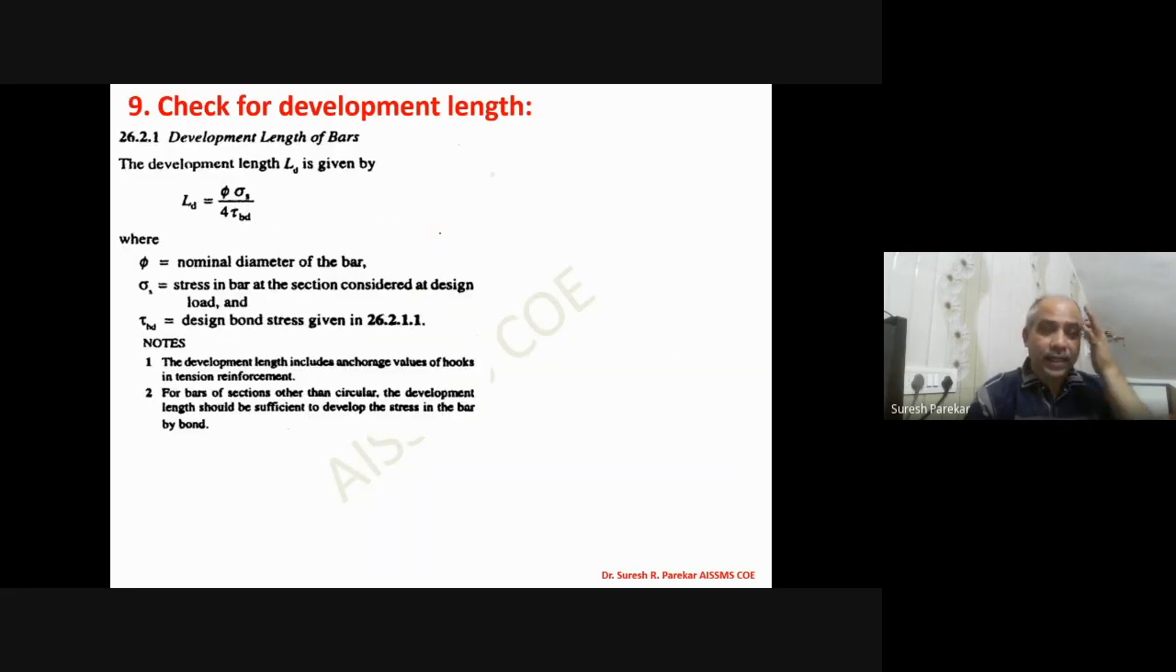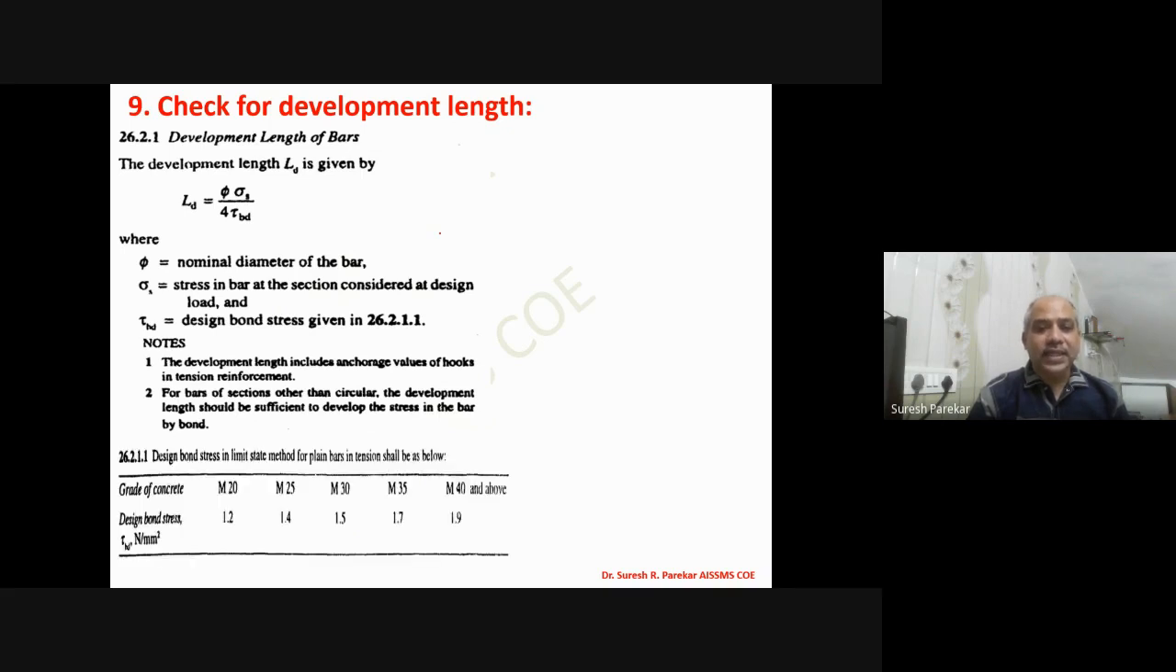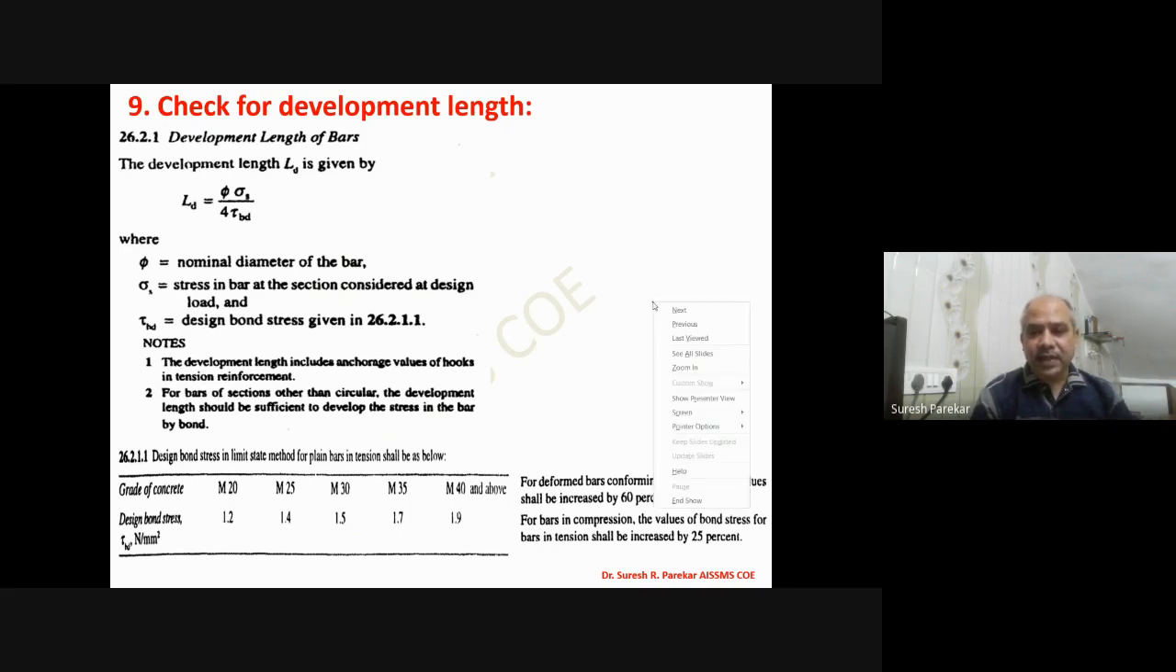Check for development length, which is given in 26.2.1. LD is the development length, which is phi sigma s upon 4 tau BD. Here phi is the diameter of the bar. In this we have to take sigma s as 0.87 Fy, and tau BD is the design bond stress, given in 26.2.1.1. That depends upon the grade of concrete. For deformed bars, we have to increase this value by 60%, and for compression we have to increase it by 25%.